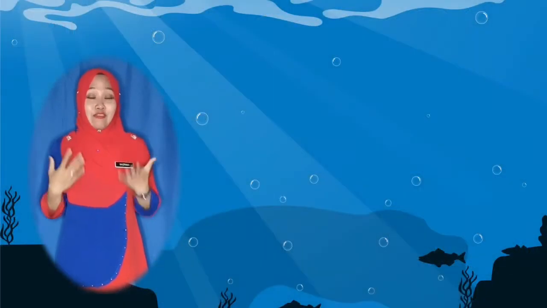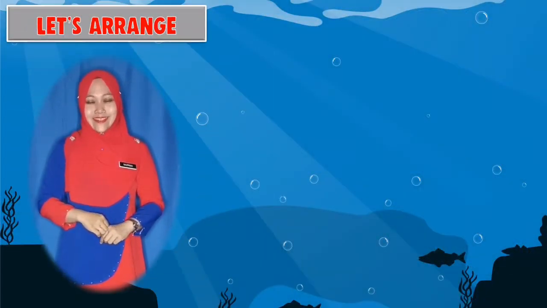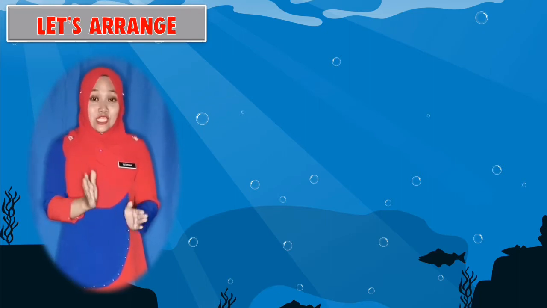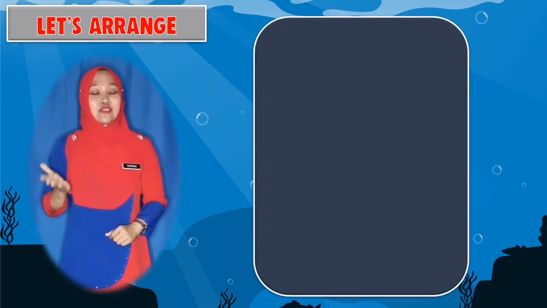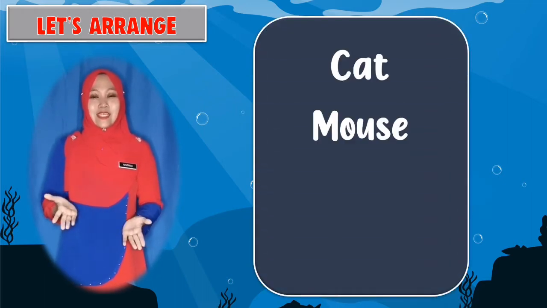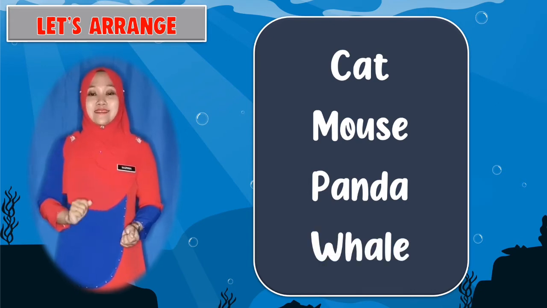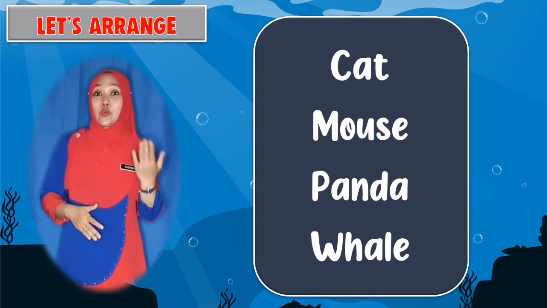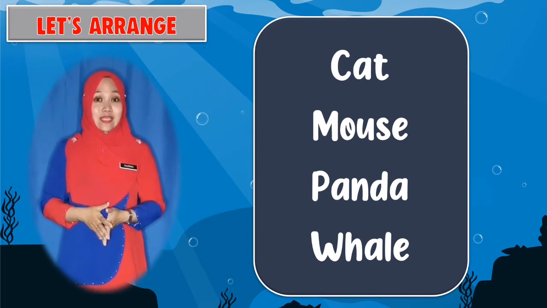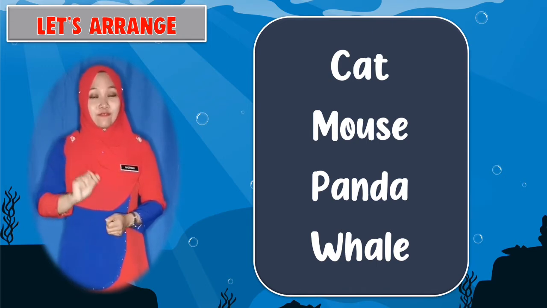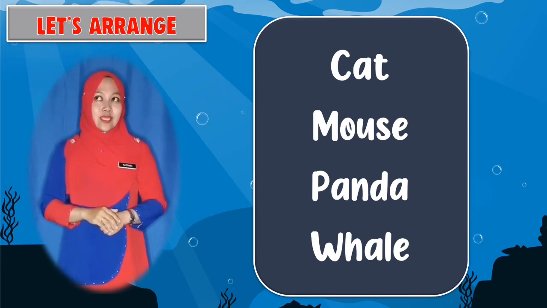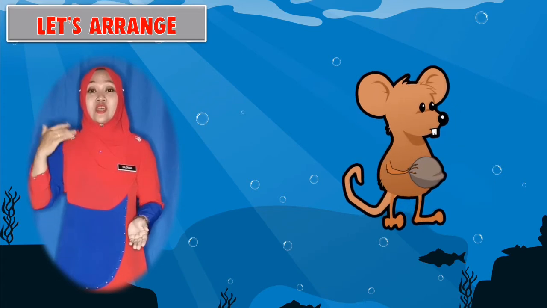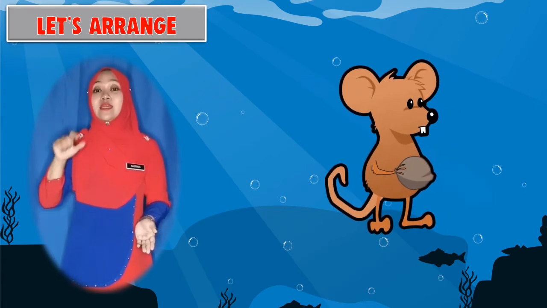Next, I would like to give you 4 different animals. What you have to do is that when I say one adjective, you have to arrange the animals in order according to the adjective. Let's see, I'm going to give you cat, mouse, panda, and whale. Alright, listen carefully to the adjective. I'm going to say small. Can you please arrange these 4 animals in order?